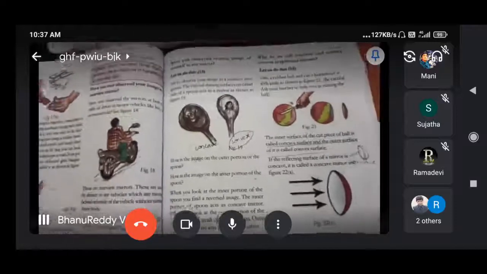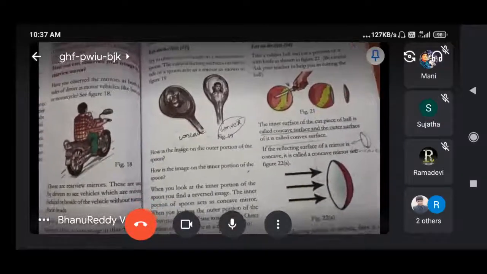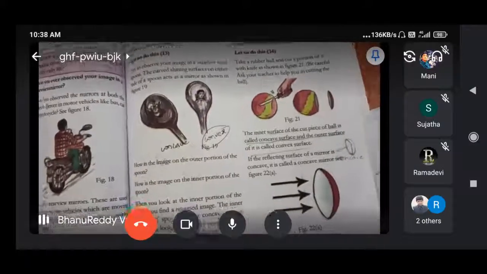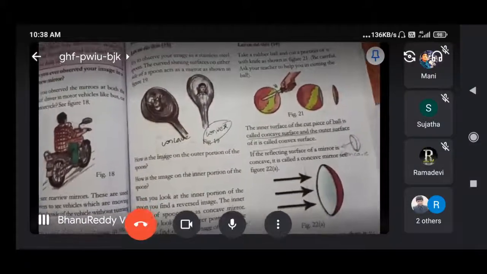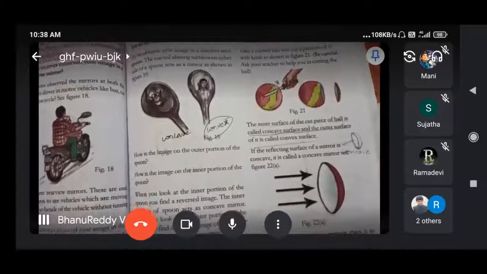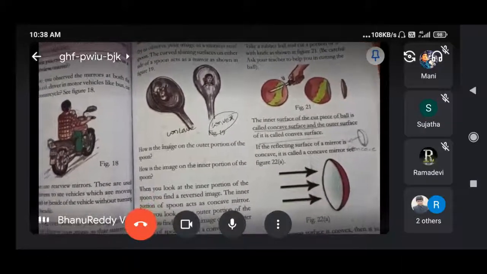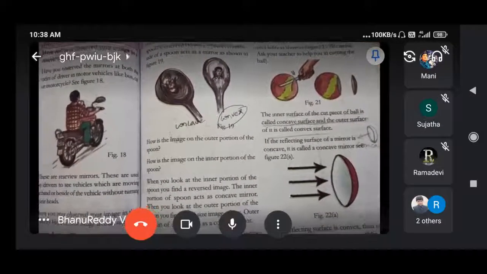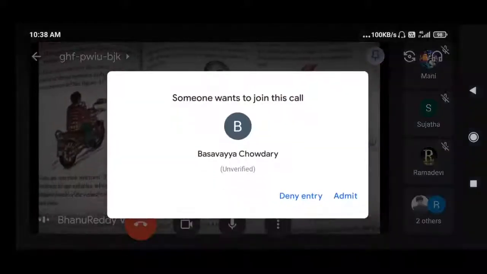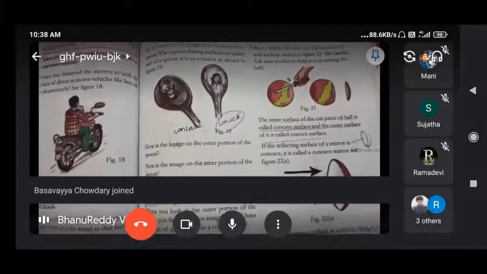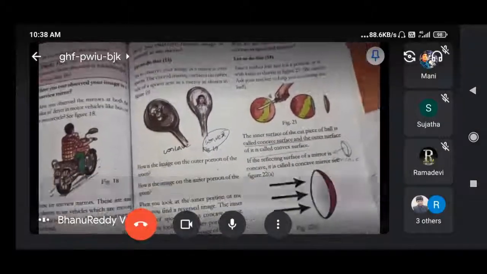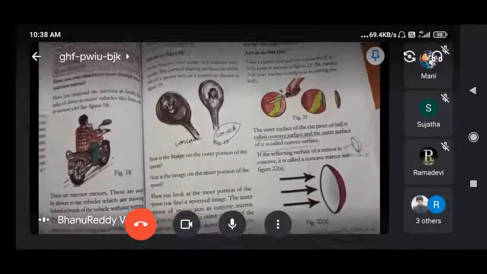Very good morning, children. Today we are discussing the continuation of the reflection of light concept. Yesterday we started spherical mirrors. The mirrors which have a spherical reflecting surface are called spherical mirrors, and these are of two types: concave mirrors and convex mirrors.